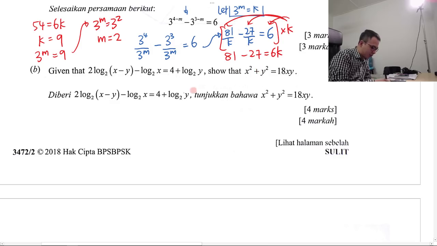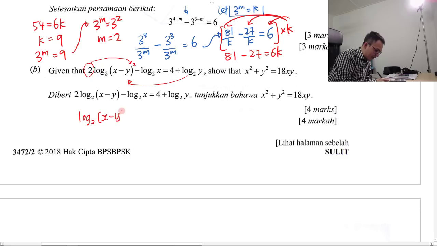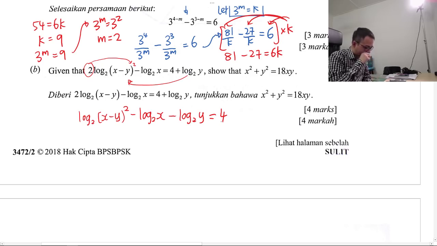So in order to do that, what I will do over here is write everything in terms of log 2, so it will be great. The first thing is I will move the 2 to the top to become power, so something square here. Then I will move the plus log 2y to the other side, become minus log 2y. So therefore, I will get something like log 2 x minus y, the 2 I move up become power, minus log 2x, and then this one I will move to the other side, become minus log 2y equals to 4. Right, this is the first equation.